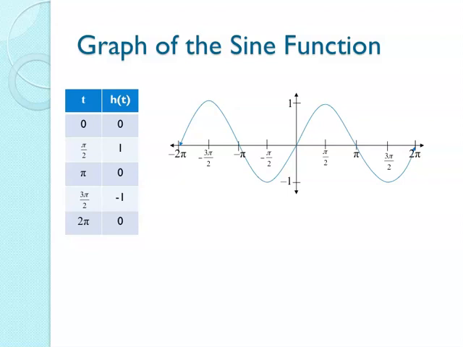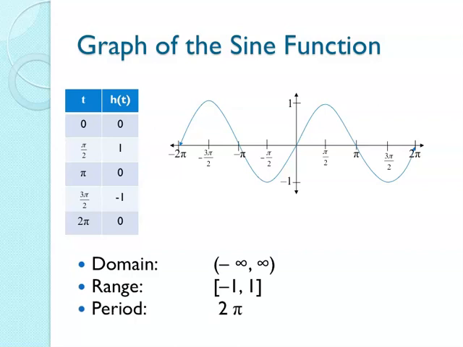Okay, so the domain of this function is negative infinity to infinity, and the range is negative 1 to 1, inclusive. The period, so when we talk about the period, we mean what is the length of one unit that's repeating, the smallest unit that's repeating. Here you can see it starts at 0, goes all the way to 2 pi, and then at 2 pi it's going to start that shape up again. So the period is 2 pi.